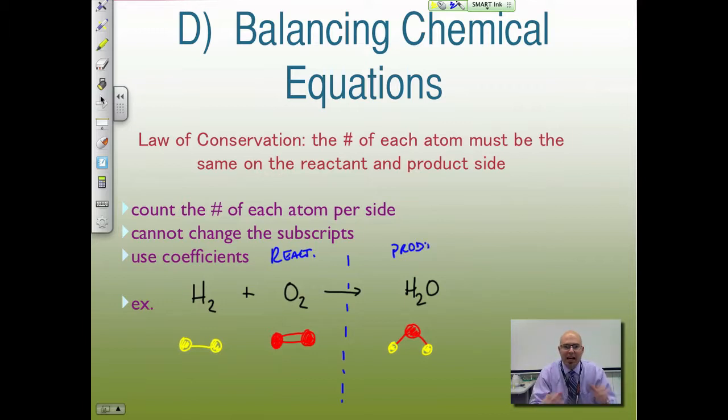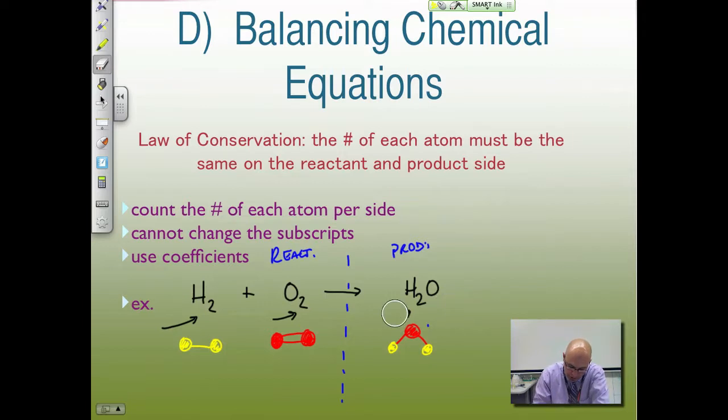But basically, I have 2 yellow ones, 2 hydrogens, and I have 2 oxygens on the reactant side. But notice on the product side, I have 2 yellow ones, 2 hydrogens, but I only have 1 oxygen. This can't happen. You can't lose an oxygen atom. So this equation is not balanced. Now, obviously, I've drawn them out with these little yellow and red balls and sticks, but you can obviously just count the subscripts. You've got 2 hydrogens, 2 hydrogens, 2 oxygens, but only 1 oxygen. So again, we're not following the law of conservation.